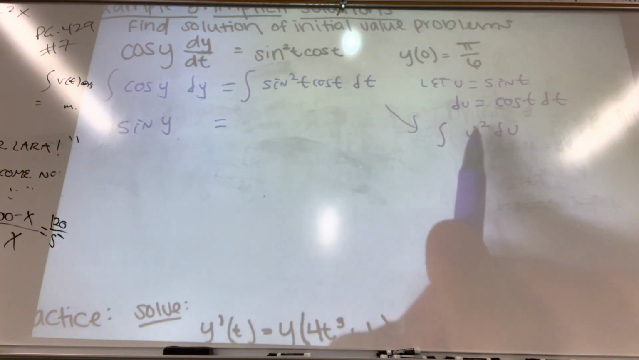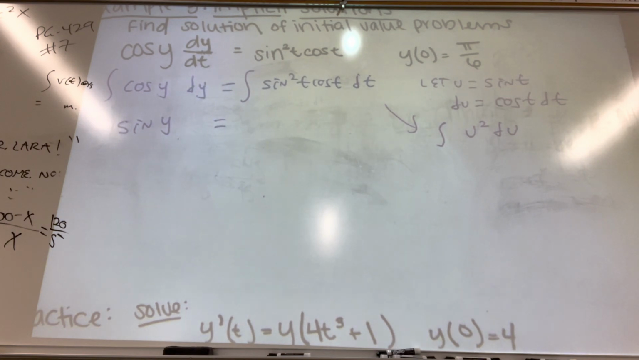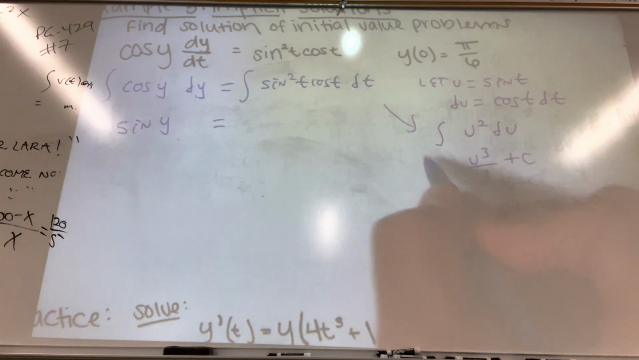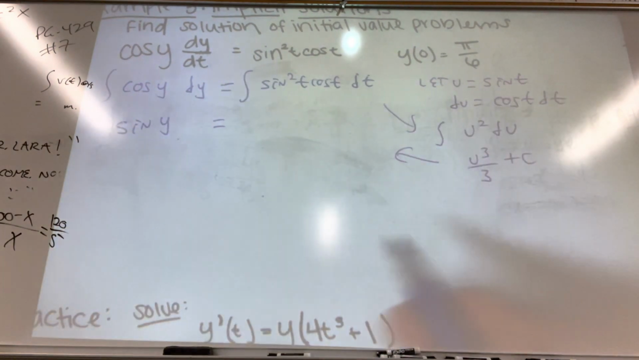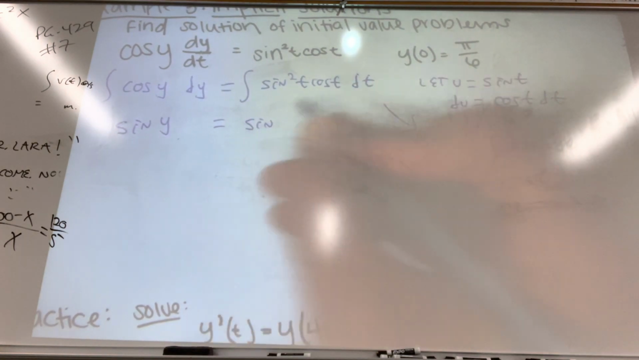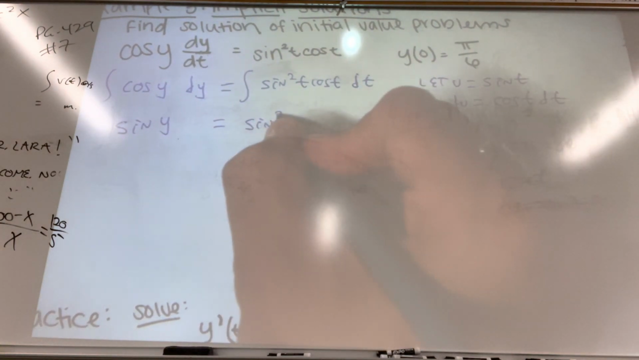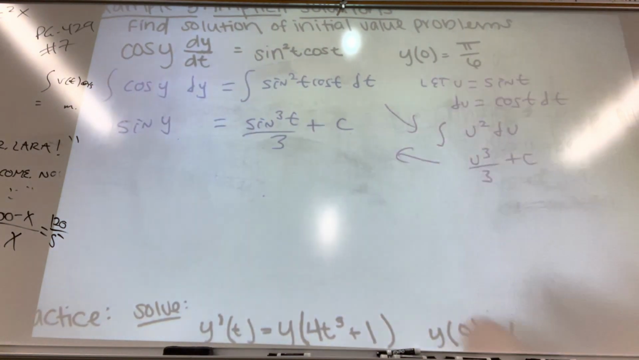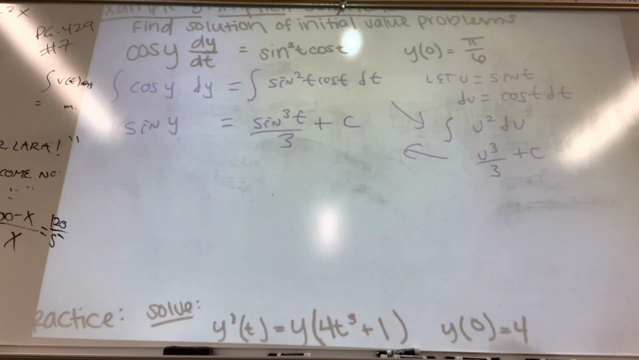Okay, so u squared du. What's the antiderivative of u squared? U cubed over 3, and then plus c. Yes. So I'm ready to bring it back. And I'm going to plug in the sine t back on. So it'd be sine cubed of t over 3 plus c. We good? All right.